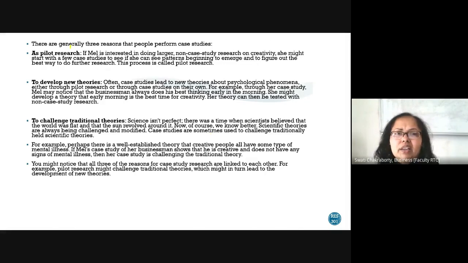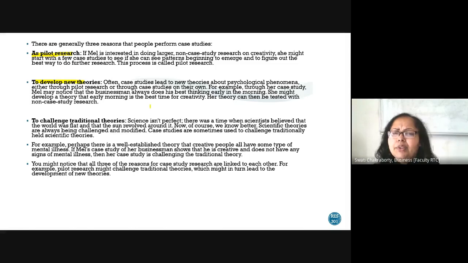And generally, there are three reasons for people performing case studies. The first is as pilot research. So if Mel is interested in doing a larger non-case study research on creativity, she might start with a few case studies to see if she can see patterns beginning to emerge and also to figure out the best way to do further research. So this is called pilot research.